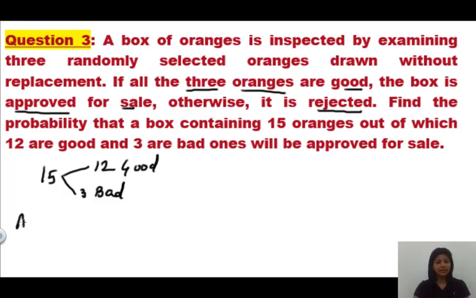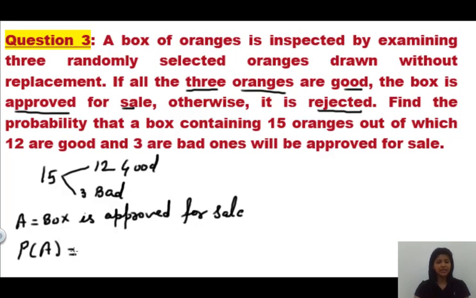So let A be the event that the box is approved for sale. Now we have to find P of A. Now the first orange that you are selecting should be good. If the box is approved for sale, we know that all the 3 oranges have been good. The probability of the first orange being good is 12 by 15, because the number of good oranges is 12 and the total is 15.